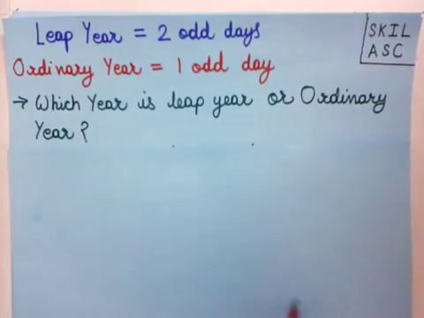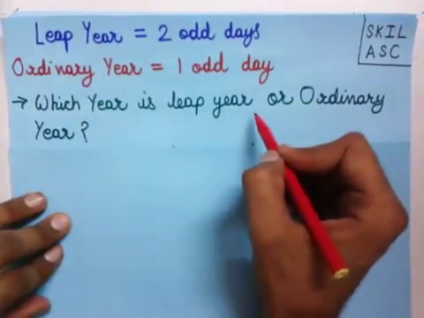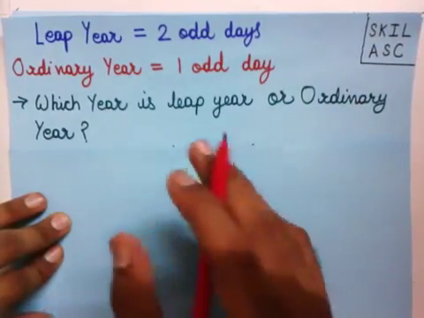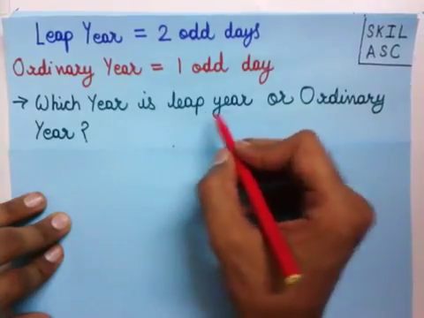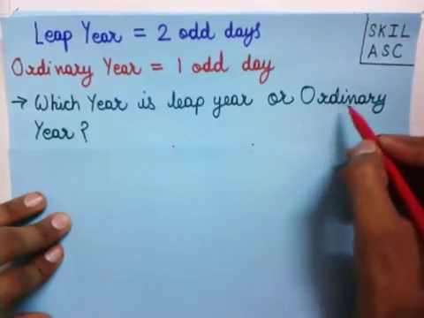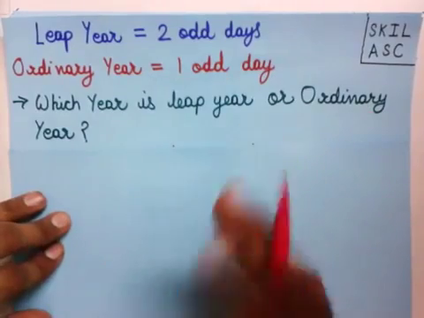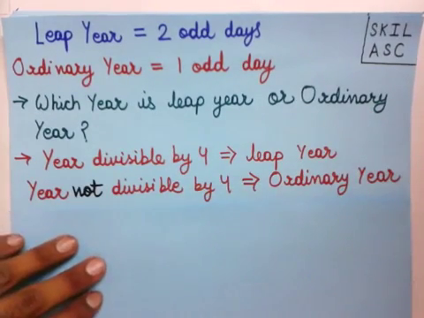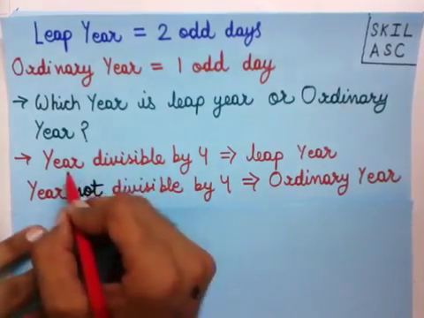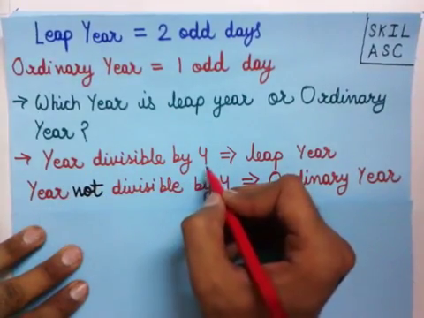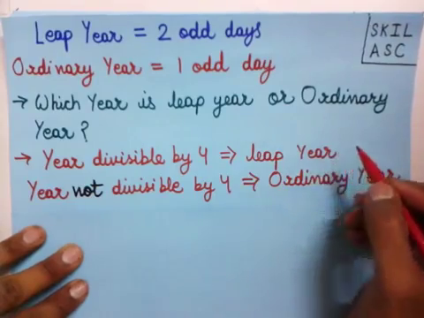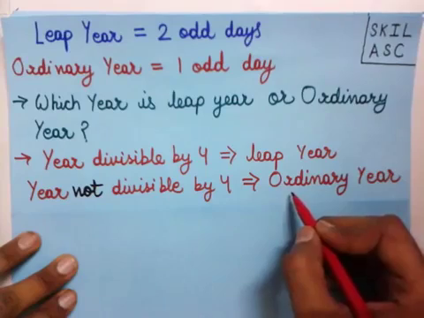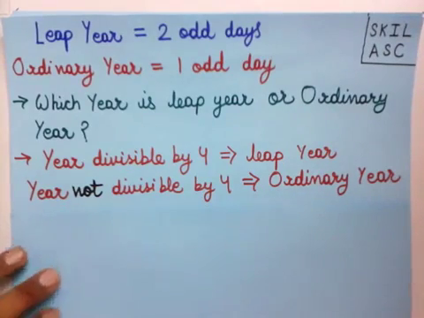Now the next question is, which year is a leap year or an ordinary year? We have to find out. We must be able to know which year is a leap year and which year is an ordinary year. So how to check this? We have 2 points for this. You must remember these 2 points. If a year is divisible by 4, then the year is a leap year. And if a year is not divisible by 4, then the year is an ordinary year.